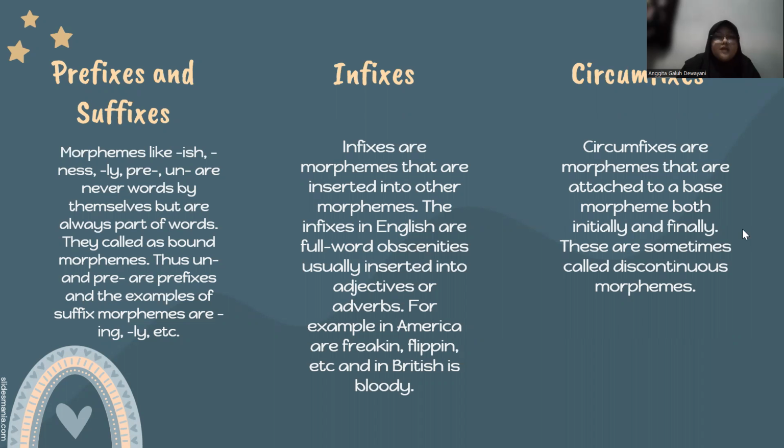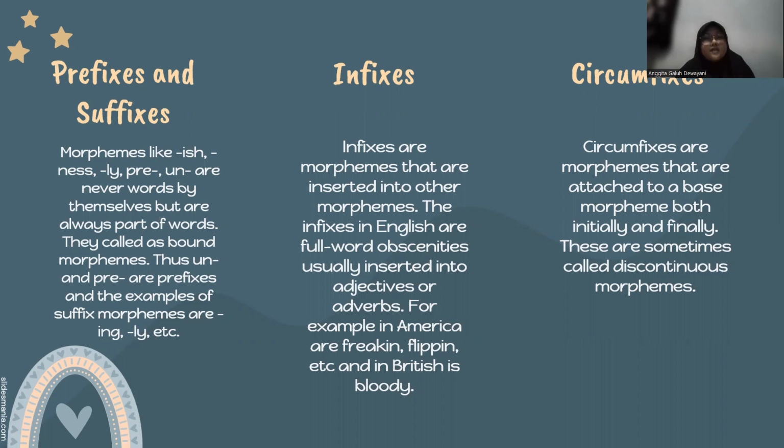There are three types of morphemes. The first one is prefixes and suffixes. Morphemes like ish, ness, ly, pre, and an are never words by themselves, but are always part of words. They are called bound morphemes. Thus, an and pre are prefixes, and examples of suffix morphemes are ing, ly, etc.